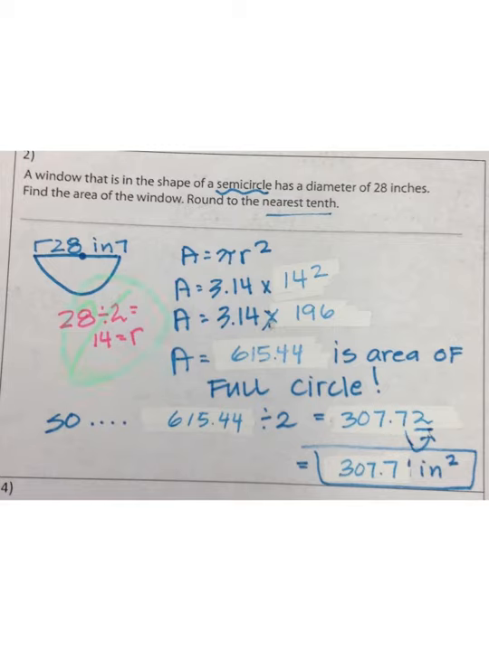And actually, when I first did this, I made a mistake. So you want a radius for your formula, so you have to do 28 divided by 2, which is 14. Then you square 14, which is 196, and I got 615.44. Now that's the area of the full circle, but this is just a semicircle window, which means half of a circle, so I divide by 2, and then I round my answer to the nearest tenth. The 2 tells me to keep it the same, so 307 7/10 inches squared.